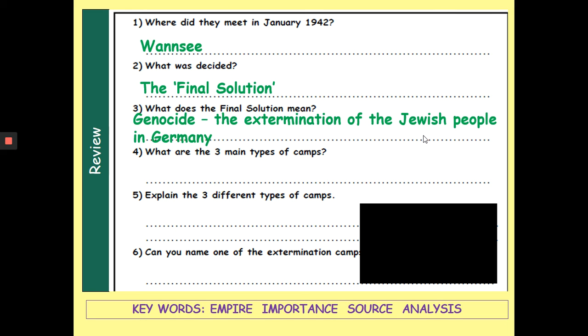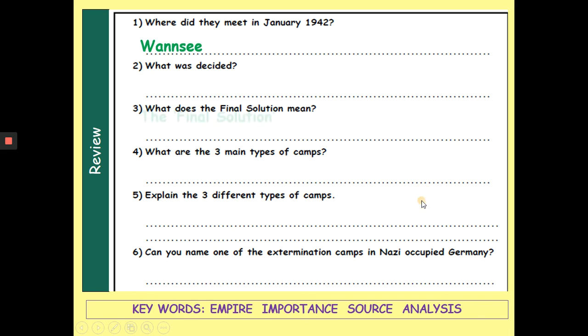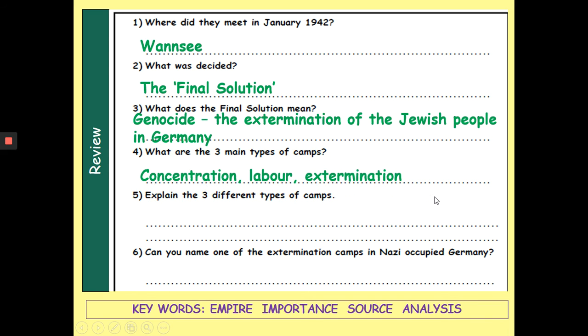The 3 main types of camps were the concentration, labor, and extermination camps. So concentration, they're just kept in one place, often starved to death. Labor, they were often worked to death. And extermination camps, they were taken there in order for them to be killed. So this one will involve far too many words for me to write onto this sheet, but I've just explained it to you there. Concentration camps are kept in one place. Labor, they're forced to work. In extermination, they are, well, killed there.